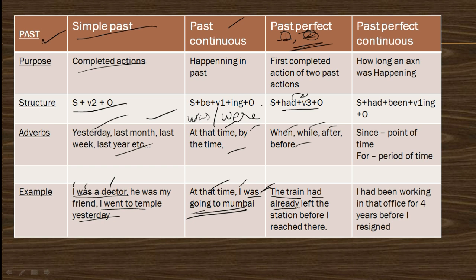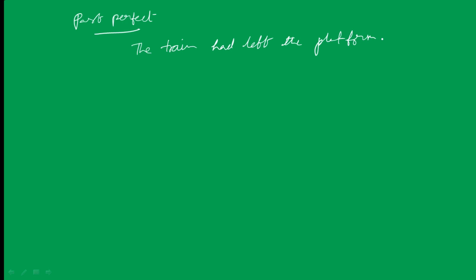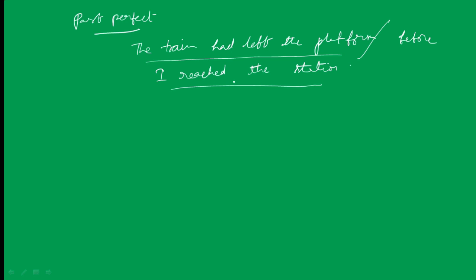This is a very famous example. The train had already left the station before I reached there. Let me explain this. Past perfect. The train had left the platform before I reached the station. So here, if you observe, there are two sentences. The train had left the platform, up to here this is a sentence, and I reached the station, this is the second sentence.